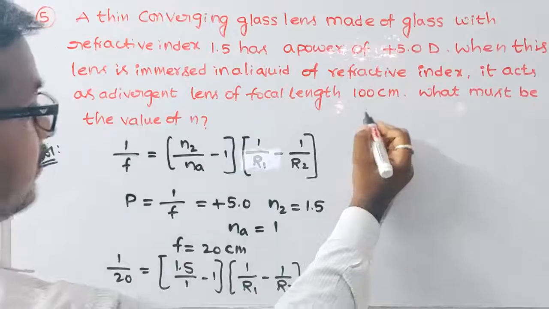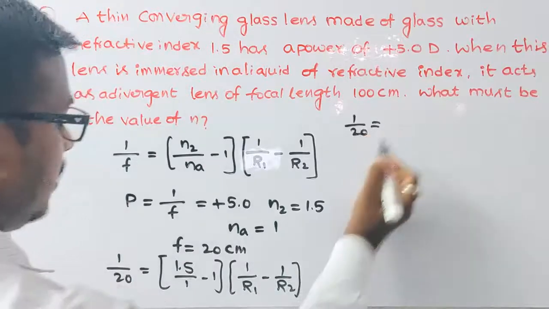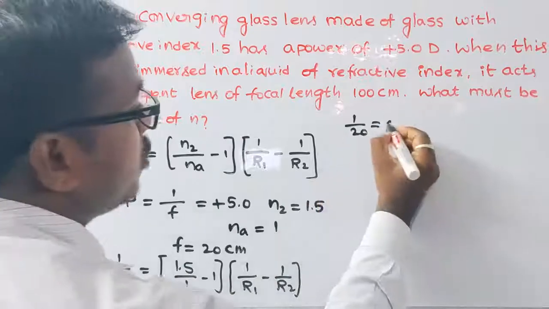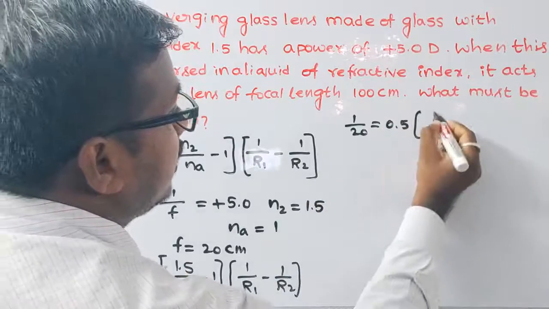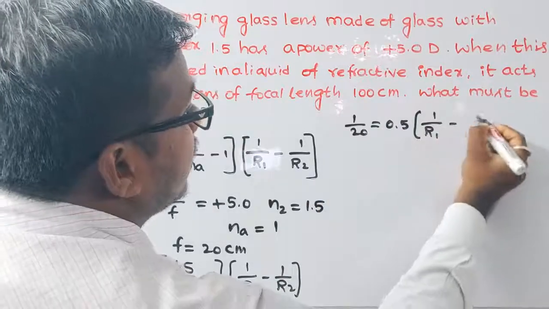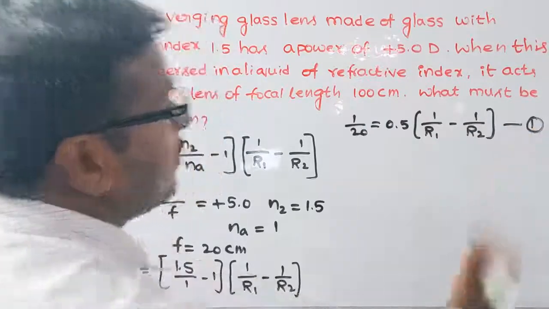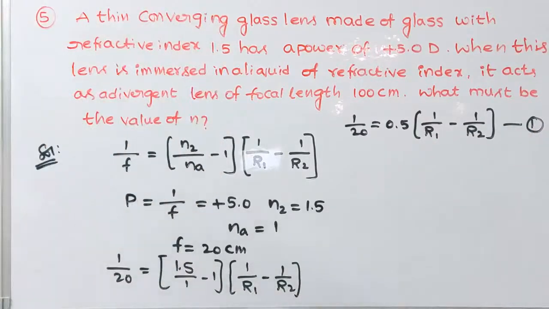Okay, that implies 1/20 is equal to (1.5 minus 1), that is 0.5, into (1/r1 minus 1/r2). This is equation number 1.